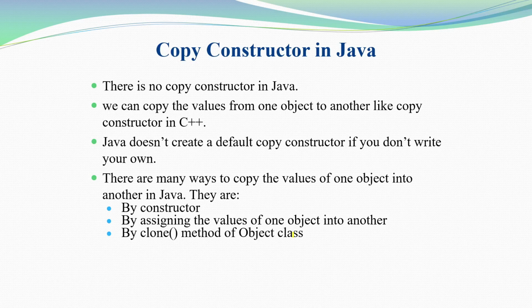Like we discussed with default constructors earlier, the compiler creates a default constructor, but the default copy constructor is available in C++. How is it possible in another way? There are many ways to copy the values from one object into another in Java: by constructor, by assigning the values of one object to another, or by the clone method of the Object class. Let's understand the copy constructor with an example.